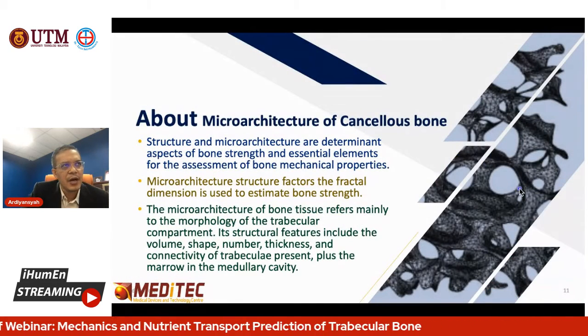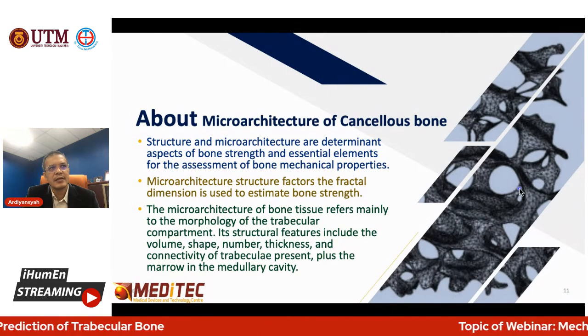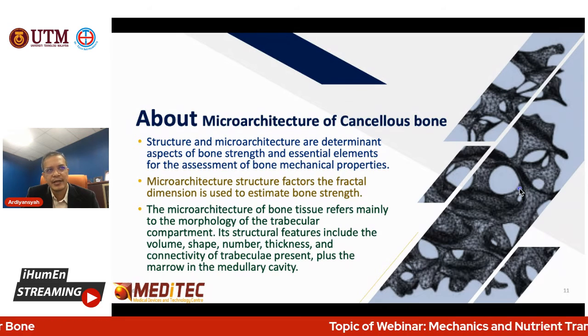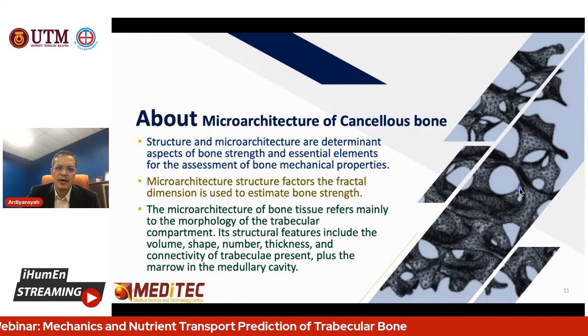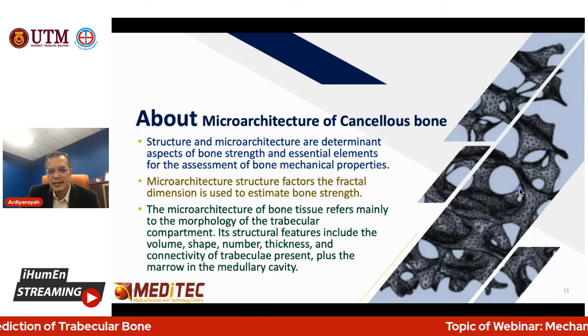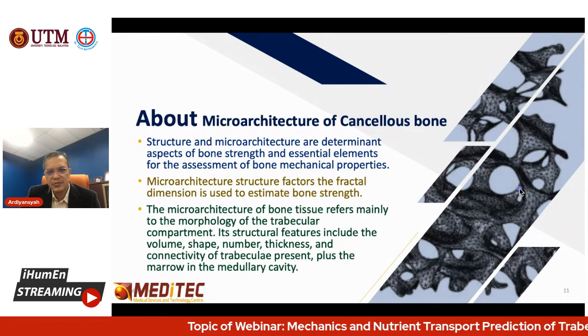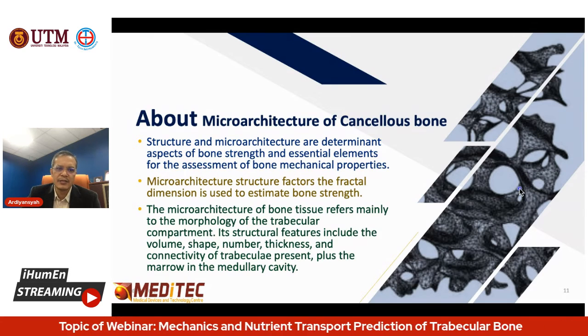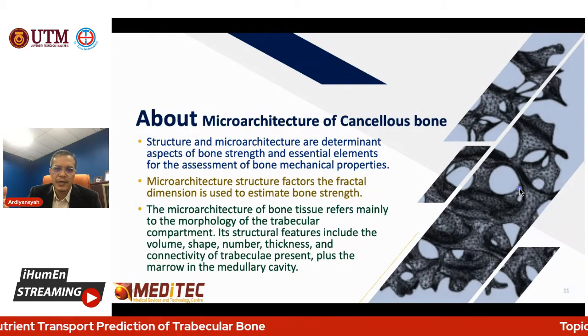About the microarchitecture of the cancellous bone: structure and microarchitecture are determinant aspects of bone strength, an essential element for the assessment of bone mechanical properties. This is really important. Microarchitecture can affect the change of the mechanical properties and the change of the nutrient transport. Then in the end, it changes the nutrient supply to the bone. Then we can identify whether the bone is healthy or not.